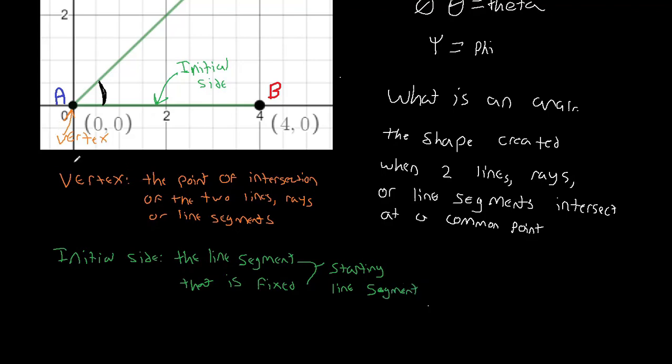Because when we go to measure an angle, you have to start somewhere, and that place you decide to start is called the initial side. Typically, that's the side that runs along the x-axis. It doesn't have to be, but typically this is going to be our initial side.